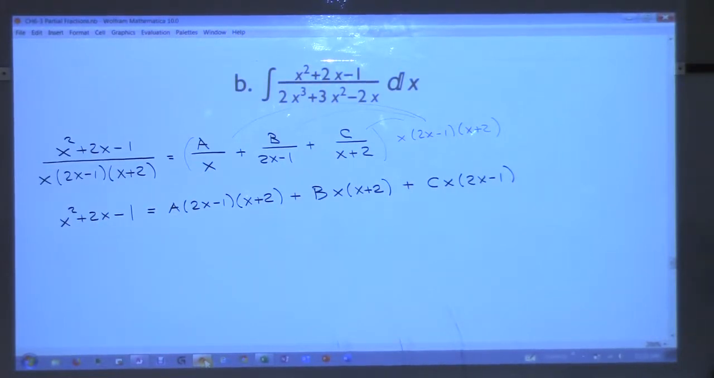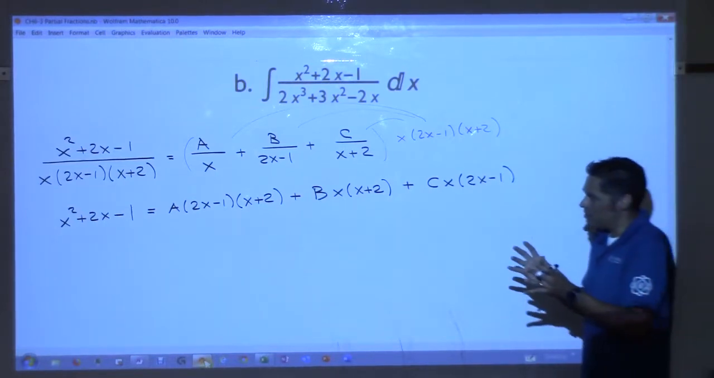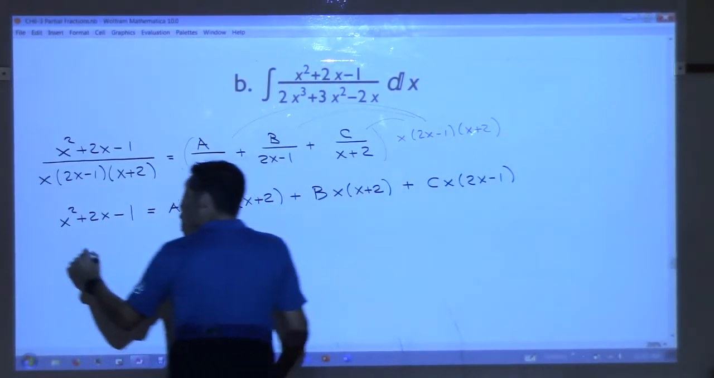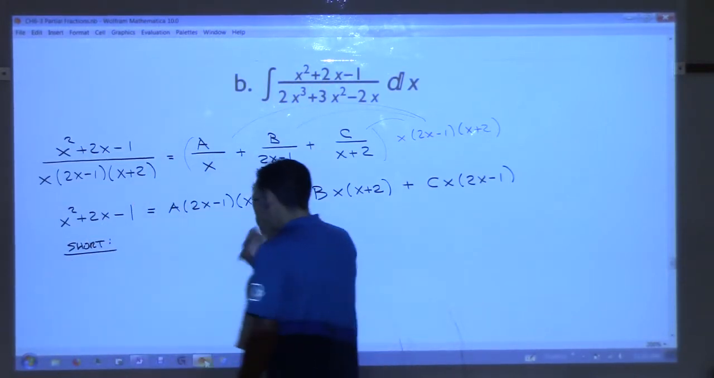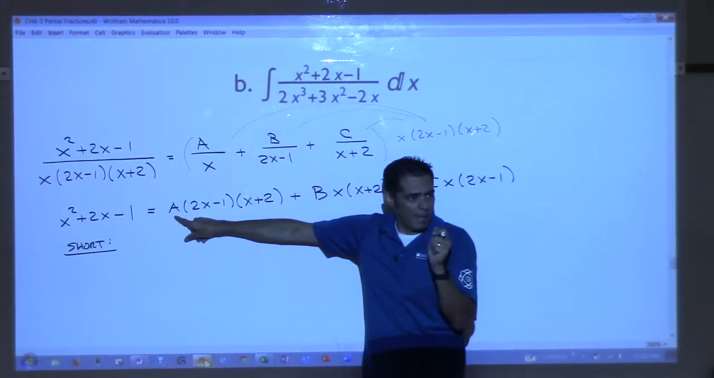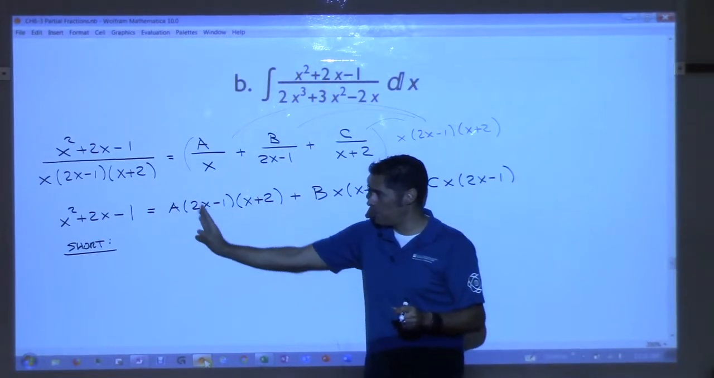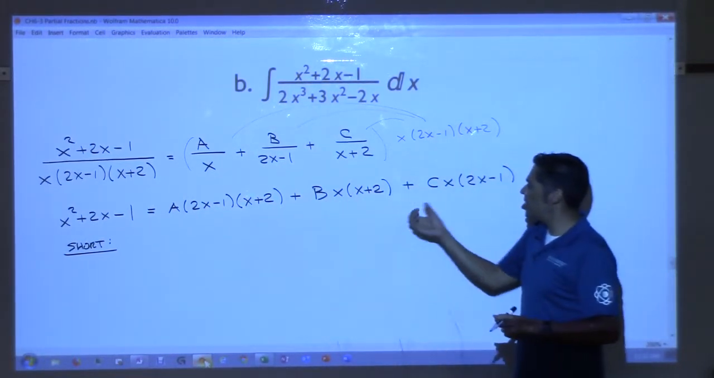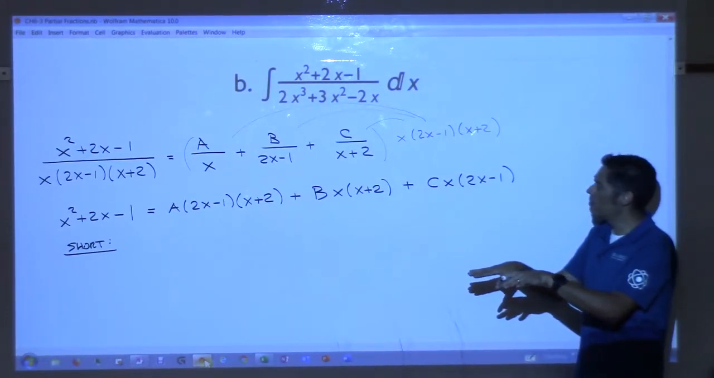Now, once we get to this step, there are 2 methods, short and long, right? The short one is where you just try and manipulate things. You let x be something. So let's try the short way. Let's say we're going to try and figure out what a is. What we need to do is pick an x. We get to choose it, so that this thing is preserved, but the b and the c terms go away. Let x equal 0.